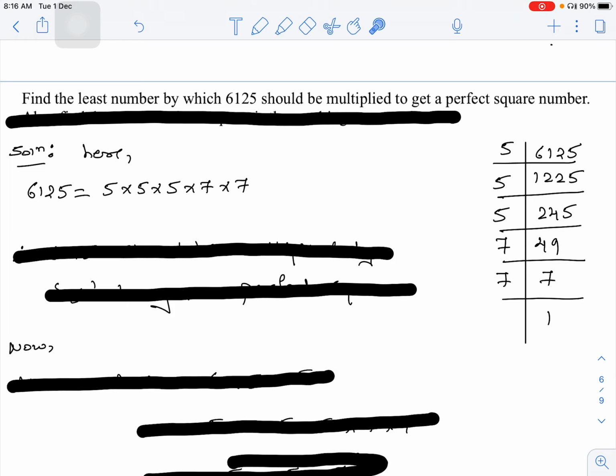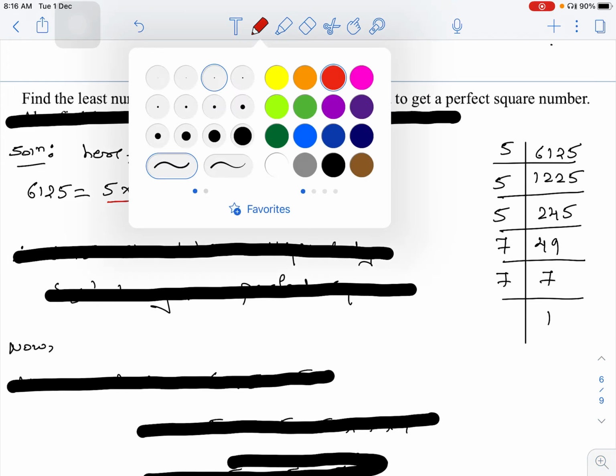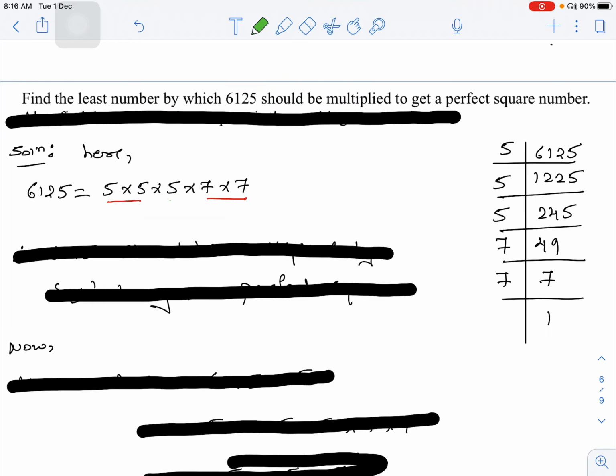After this, what do we have to do? We have to arrange these numbers in pairs. So we get our first pair 5 into 5, and a second pair 7 into 7. But one more number is there, that is this 5, which is an unpaired number. If we give this number a pair, then the number will become a perfect square number. So whichever the extra number is there, by that number we have to multiply 6125.